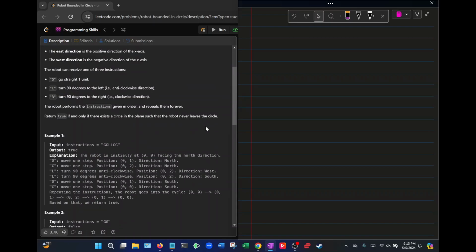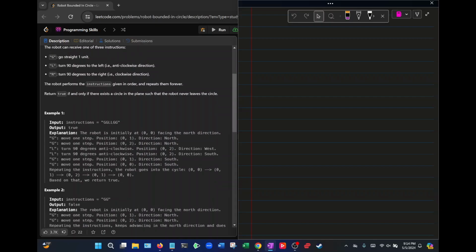I don't like this word circle, by the way. This really bothers me because what they should say is that there is a closed path, a finite path, or a bounded path within the plane such that the robot never leaves the path.